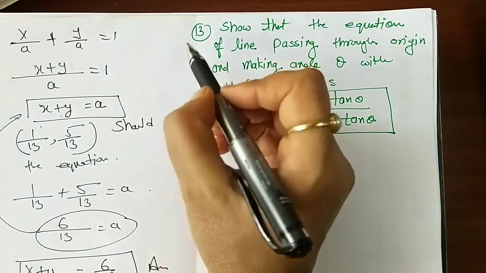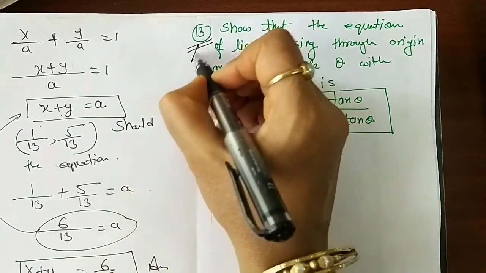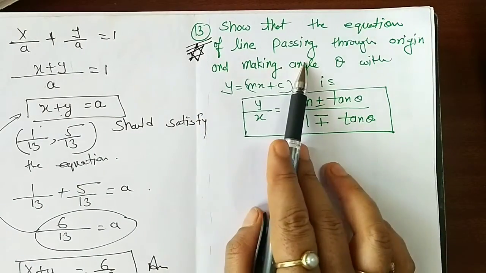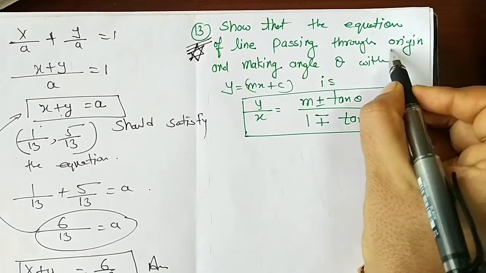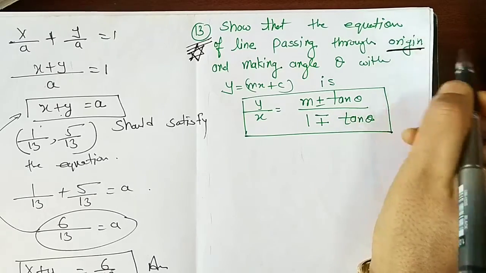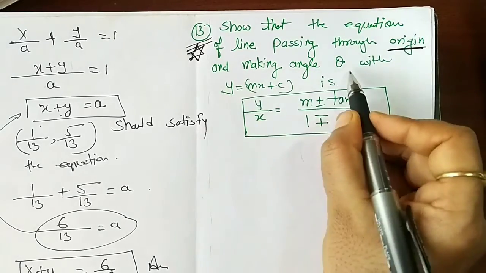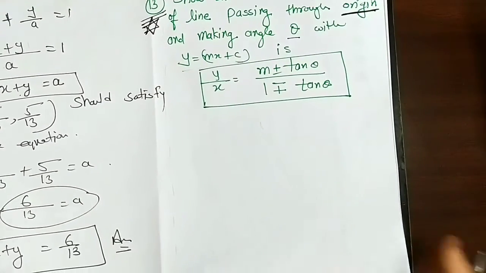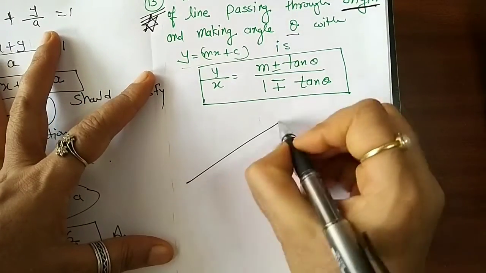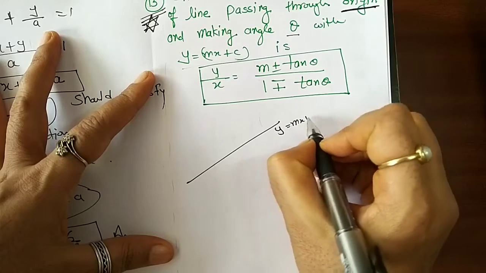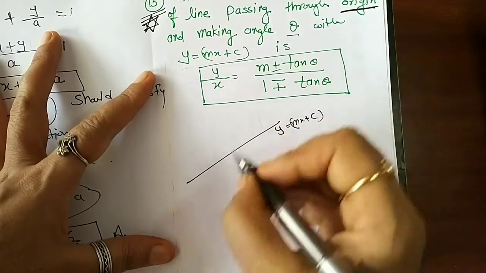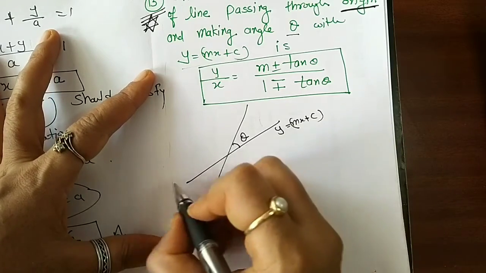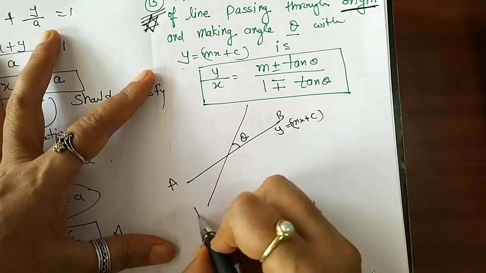Here is question 13. It's a very interesting question, guys. It says, show that the equation of a line passing through the origin. So one point is given, that the line is passing through this point and making angle theta with this line. Suppose this line is this. See, y is equal to mx plus c is this line. So you want the line which is making angle theta with your original line AB.